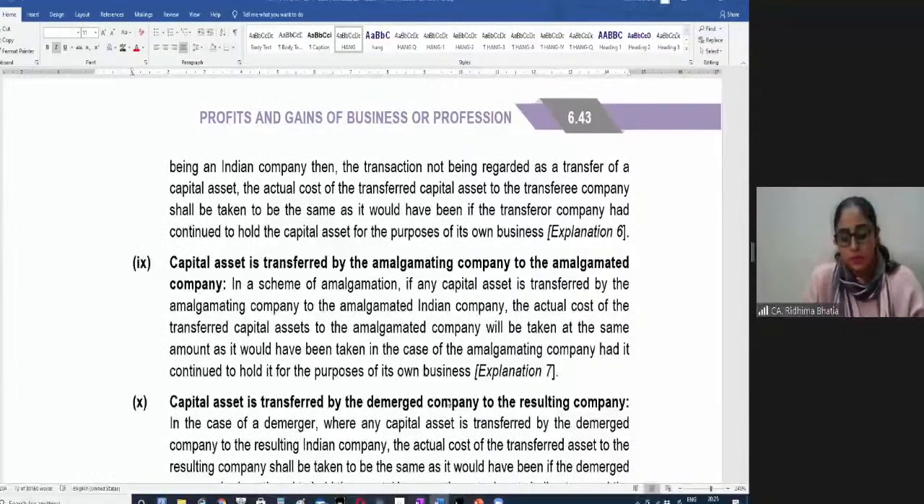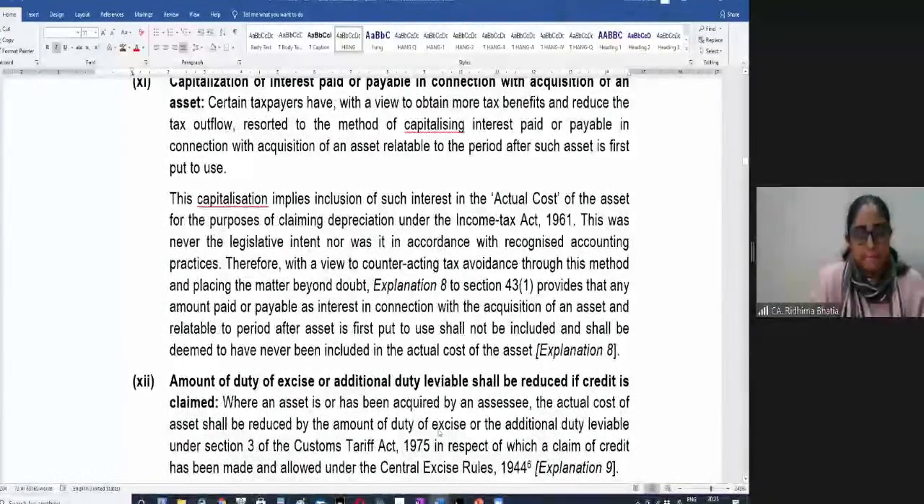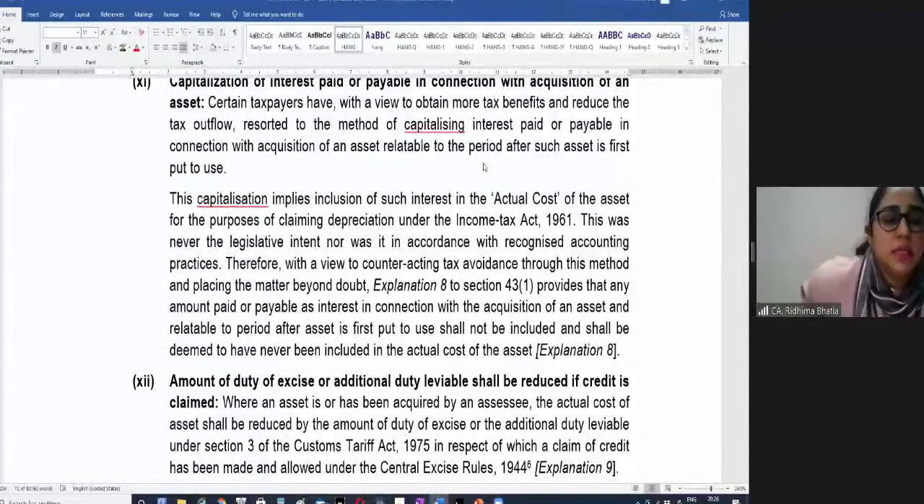Then for the demerger case two things happen. There is a resulting company and there is also the demerged company. For the resulting company, the cost would be the cost of the asset which has been transferred to it, but it will not succeed the WDV. And for the demerged company, that is the remaining company, the remaining actual cost would be the total cost minus the cost of the asset transferred to the resulting company. Or you can say the WDV. Clear? Up till now, if anyone has any doubt, they can ask.